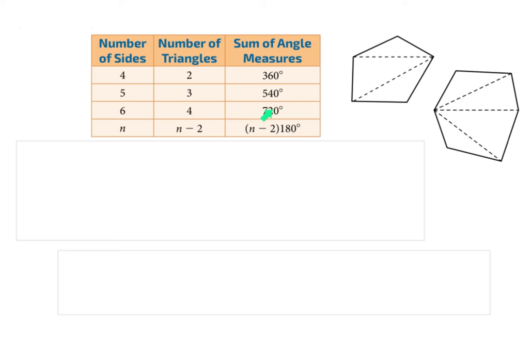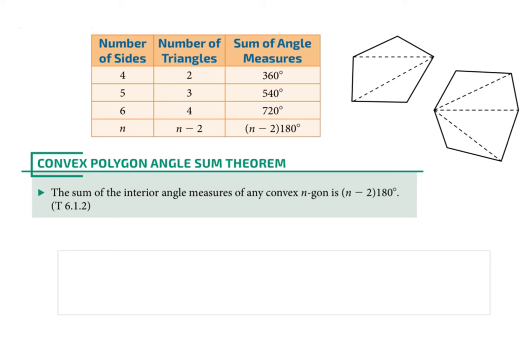And what you'll notice, hopefully, is a pattern here. Whatever your side length is, let's say a variable n, the number of triangles you can create is going to be 2 less than that, n minus 2. And so you take this number and multiply by 180, and you're going to get what the interior sum would be. All right? And so that's where they come up with this. The sum of the interior angle measures of any convex n-gon, meaning a polygon with whatever number of sides you have, is going to be n minus 2 times 180. So this is a formula that you're going to need to know.